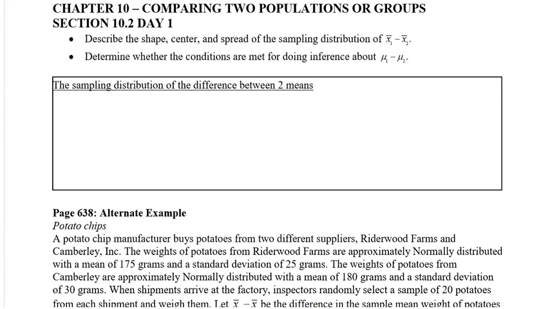Today we're going to talk about comparing two populations or groups with their means. So we're going to talk about the sampling distribution of x bar 1 minus x bar 2, and we're going to describe the shape, center, and spread of that sampling distribution.